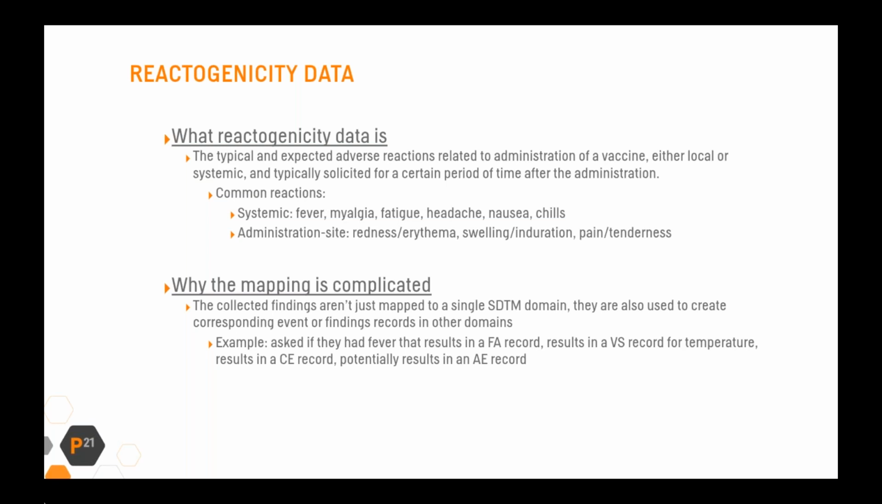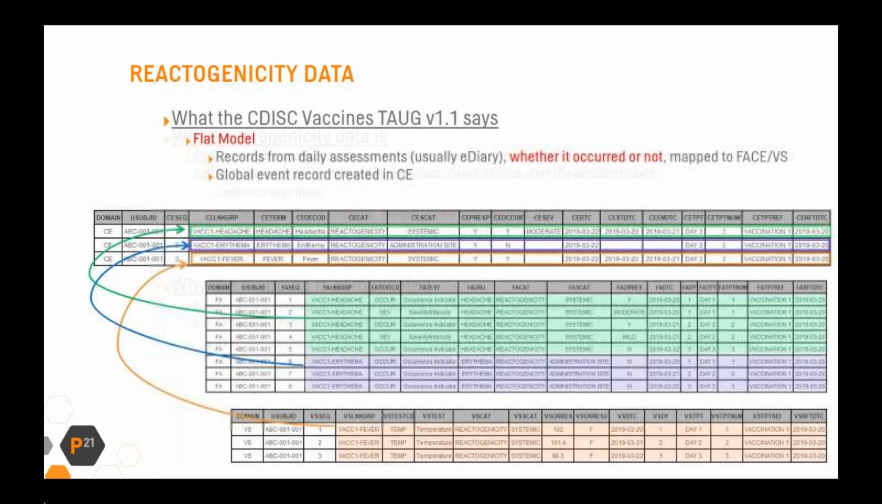But this data is unusual because the mapping is complicated. Typically, data that gets collected for a clinical trial gets mapped to a single domain. There are exceptions, but that's the typical way it's handled. For this type of data, that's not the case. You have your daily assessments collected, and they go into a findings domain. You then have global event records created in another domain, the CE domain, and then you might even have an adverse event record created depending on that data. So it is a complicated set of data to work with.